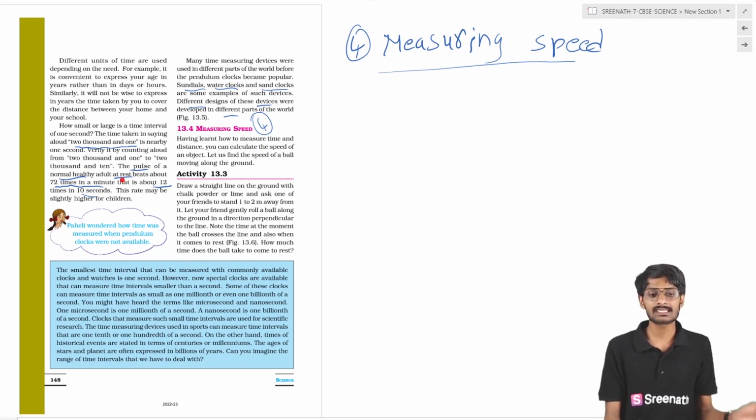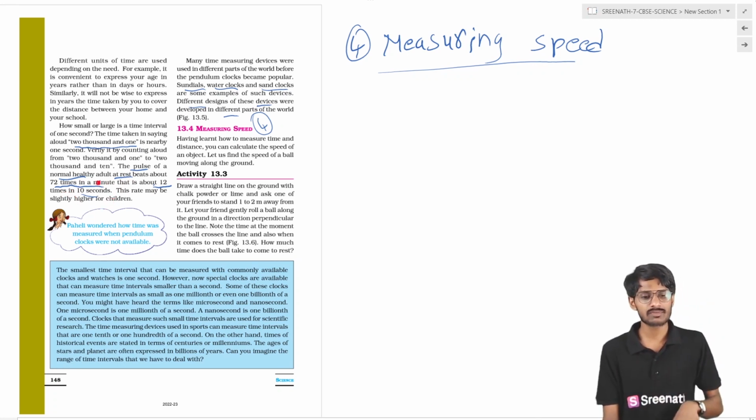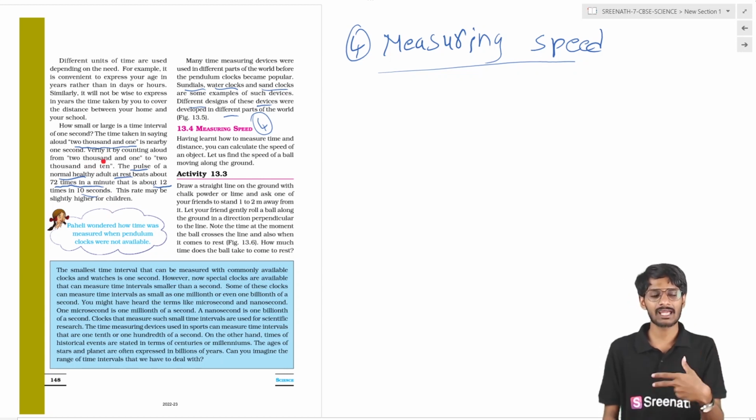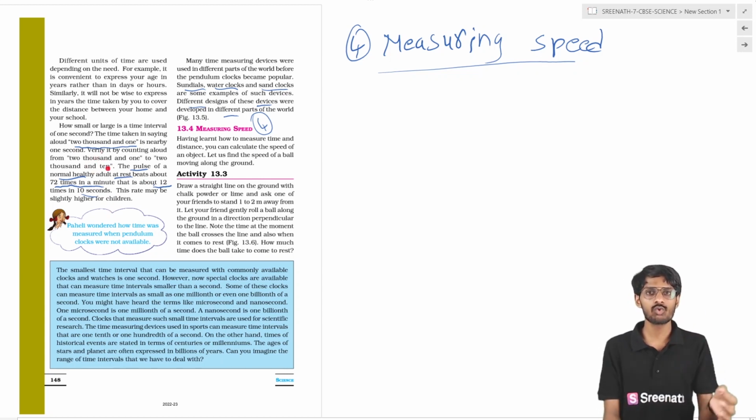Okay, and our pulse beats 27 times in a minute, students. That is one thing. So how long is 1 second? To shout loudly 2001, that time is 1 second, students.